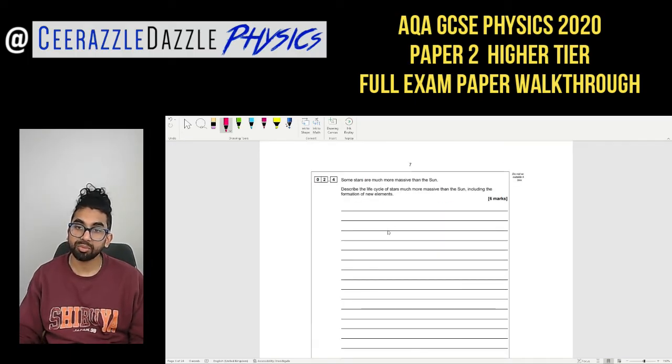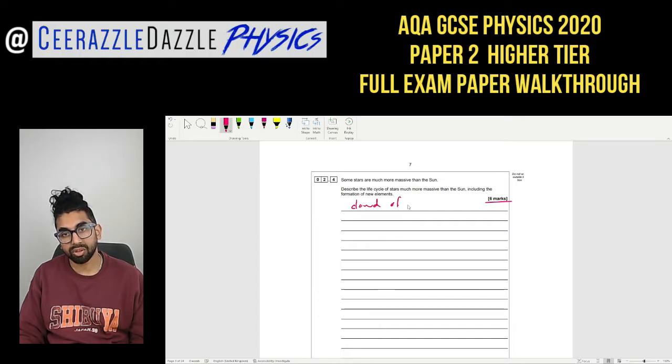2.4. Some stars are much more massive than the sun. Describe the life cycle of stars much more massive than the sun, including the formation of new elements. Right, so it's a 6 marker over here. First of all, you've got to talk about the following. Number one, we know that you have a cloud of dust and gas. So we have cloud of dust plus gas. And what happens is gravity brings dust and gas together.